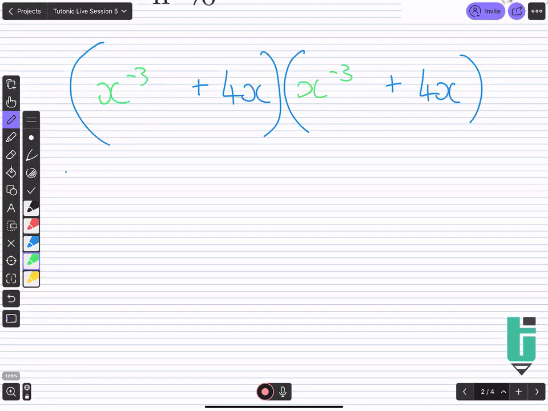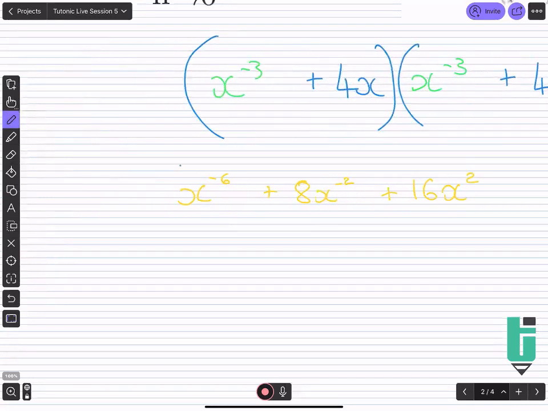And then that will be x to the minus 6. Right. Great. Plus 4x to the minus 2. Right. Plus 4x to the minus 2, which just becomes 8, right? And then plus 16x squared. Great. 100%. Okay. So now we've just simplified it, right? So what's the next step? So that's y equals that.